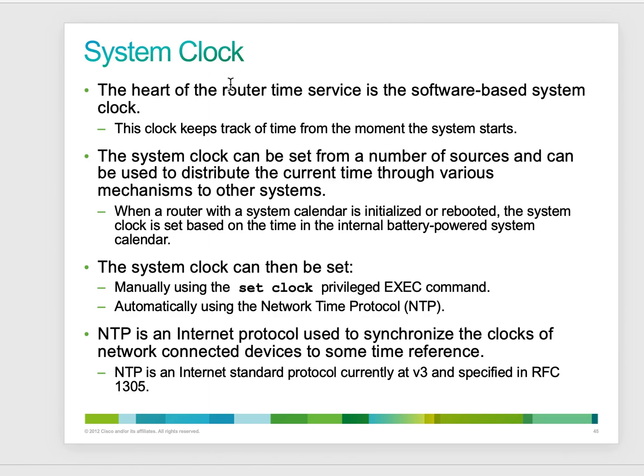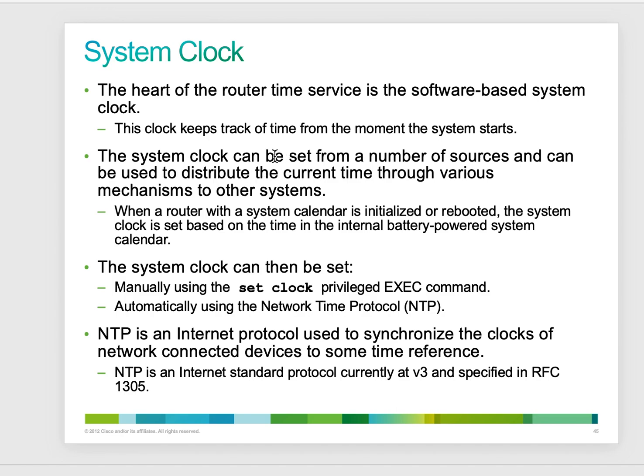Every router has a system clock, and it is put in synchronism with the installation of NTP, Network Time Protocol. The heart of the router time service is the software-based system clock. This clock keeps track of time from the moment the system starts to operate. Now, the system clock can be set from a number of sources and can be used to distribute the correct time through various mechanisms to other systems, right?